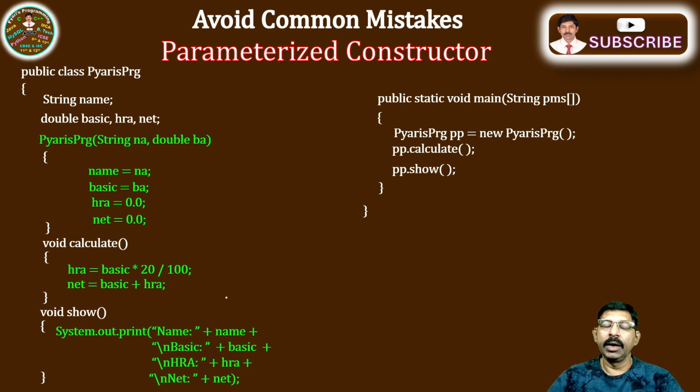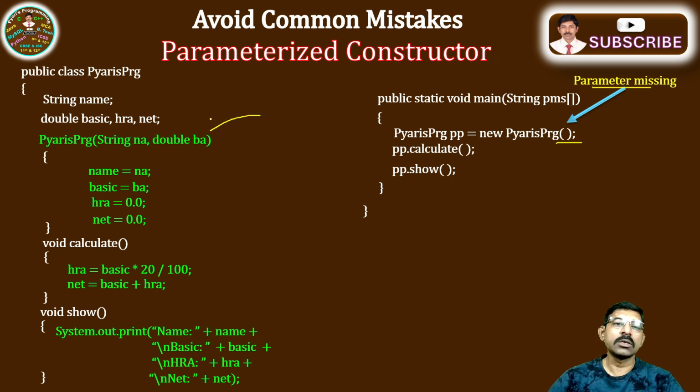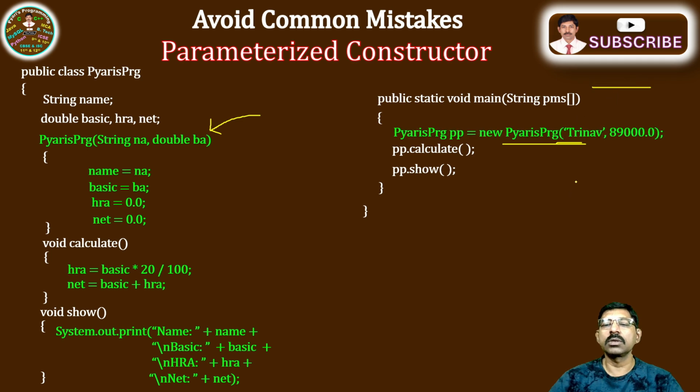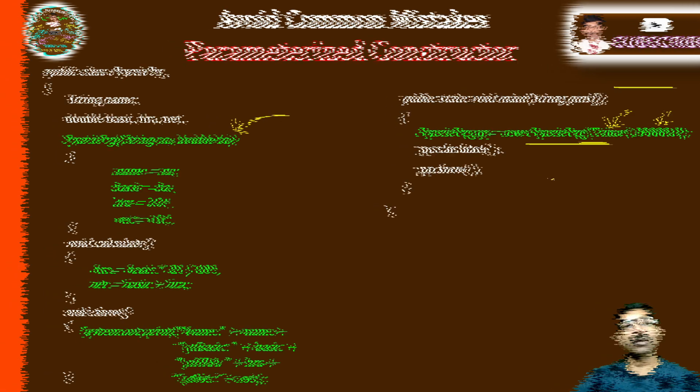Let's see. Any other error? Yes. This time we have not given any parameter while creating an object. Parameter is missing. Look at over here. Parameterized constructor takes parameter when I give it at the time of creating an object, but it is not given. So what is the correct process? This is the correct process. I am giving constant. You can accept the data and send it using scanner class also. So that's all for this parameterized constructor.